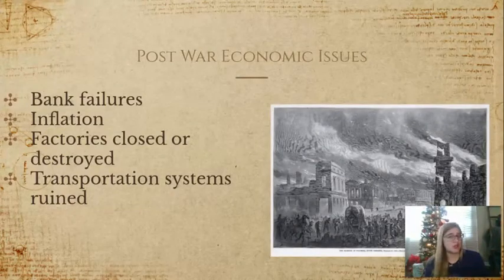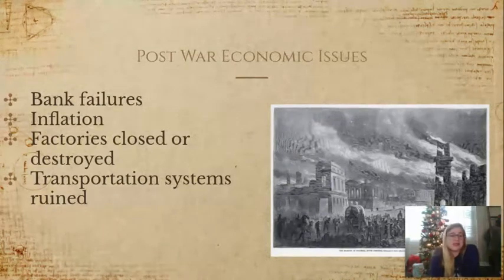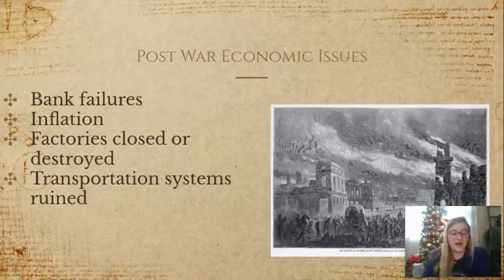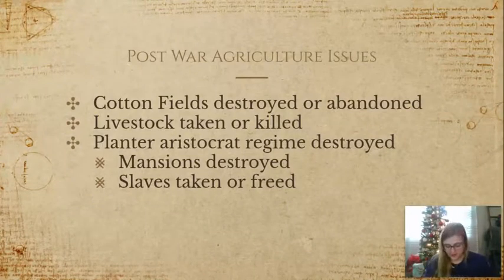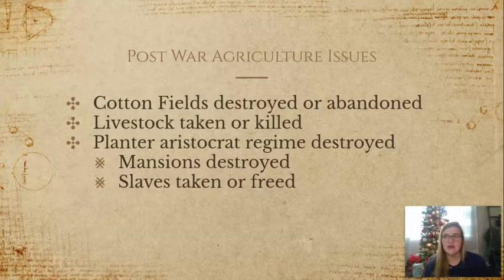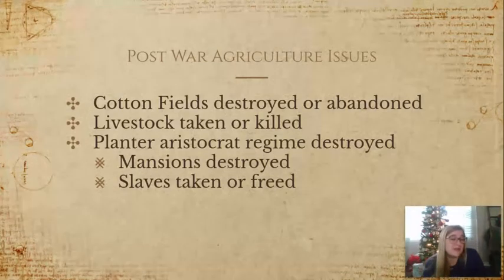Factories are closed or destroyed or burnt down or looted by the Union Army. Their transportation system was devastated. Their agriculture is in ruins as well. Those cotton fields had either been burnt to the ground or had just been left to waste after men had left and after slaves were freed. And so many fields are abandoned or completely destroyed, and that is their main source of money.